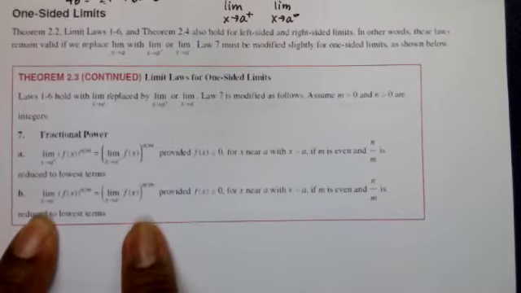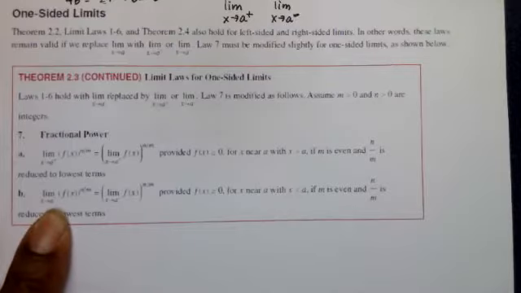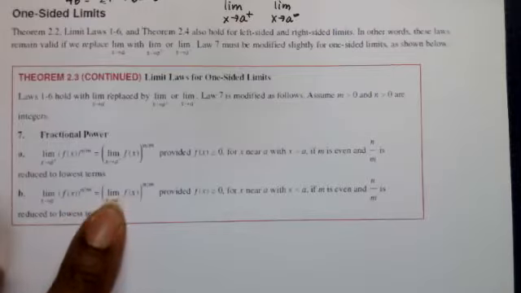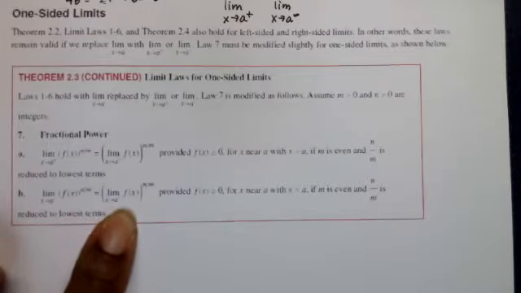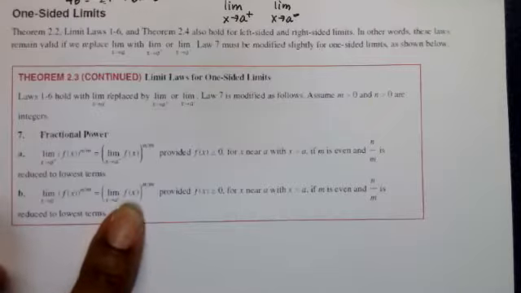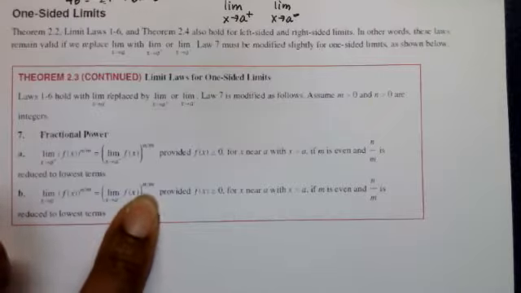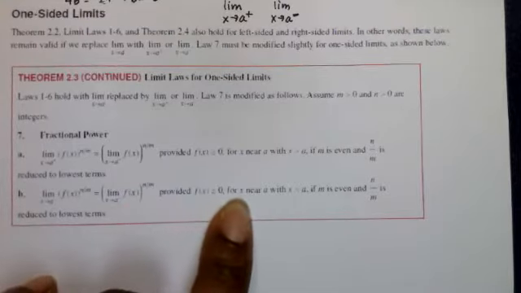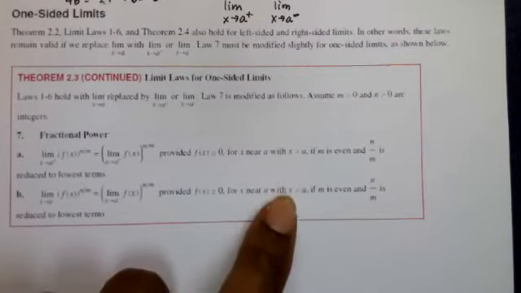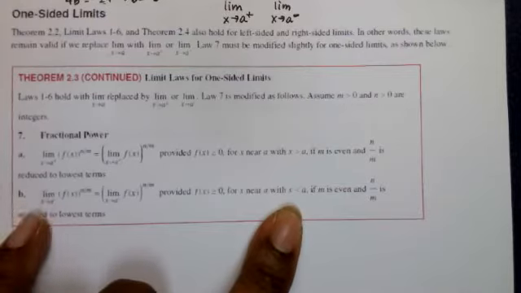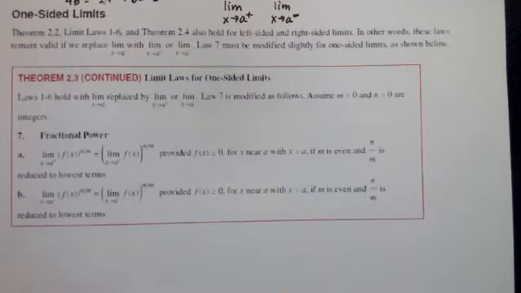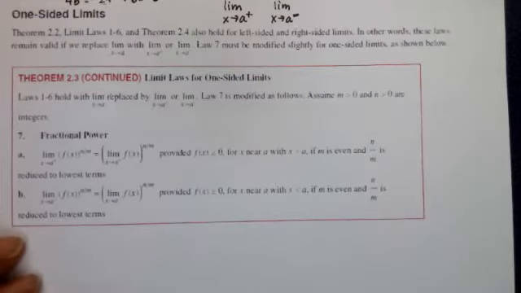And then for this second one, the limit as x approaches a from the left of f of x raised to the n over m, that will be the limit as x approaches a from the left of f of x raised to the n over m. The provision there is that f of x is greater than or equal to 0 for x near a, with x being less than a, because it is a left-sided limit. Anything on the left side has to be less than a, if m is even and n over m is reduced to the lowest terms.